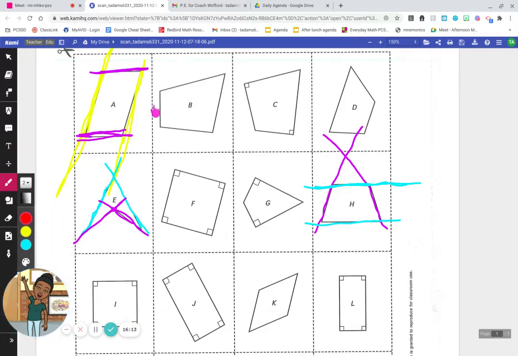So now we're going to choose if each of these quadrilaterals will go in group 1, group 2, or group 3? Let's start with B. Looking at quadrilateral B, does this quadrilateral have one pair of parallel sides, two pairs of parallel sides, or no parallel sides?